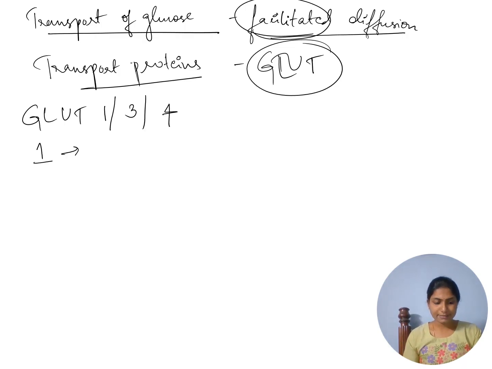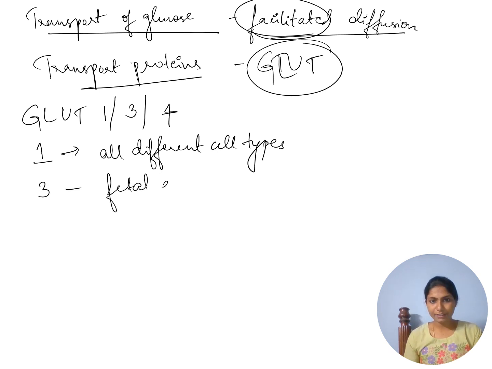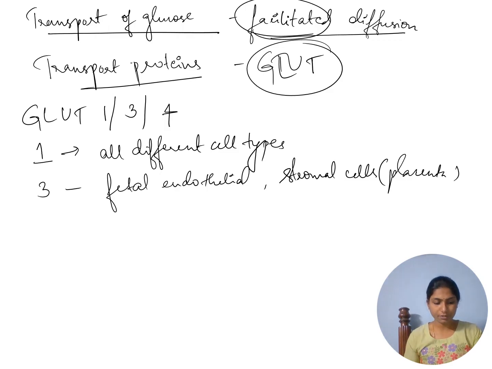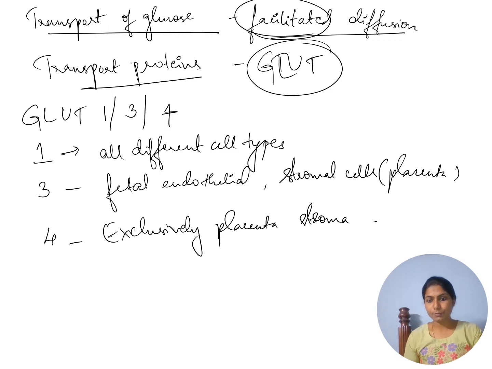GLUT1 is mainly present on all the different cell types of the placenta and fetal cells. GLUT3 is mainly present on the fetal endothelial cells, and also on the stromal cells of the placenta. And lastly, GLUT4 is present exclusively on the placental stromal cells. So these transport proteins are very much important for the transfer of glucose from the mother to the baby.